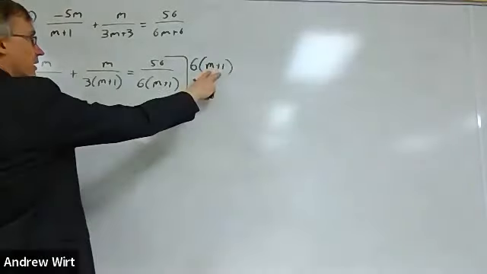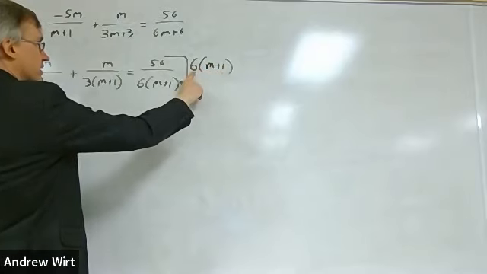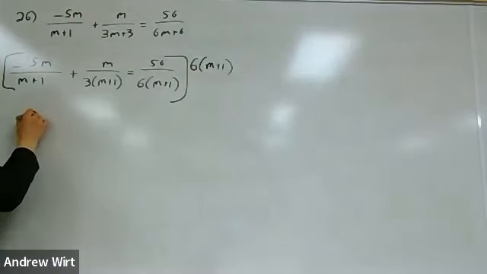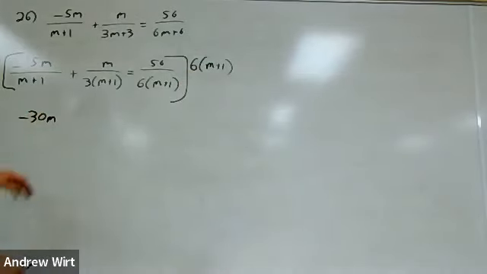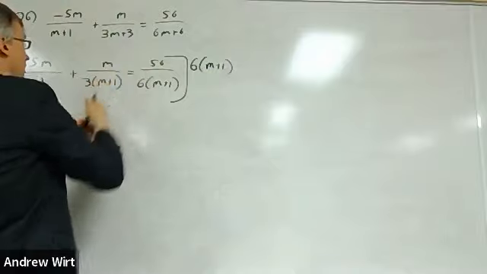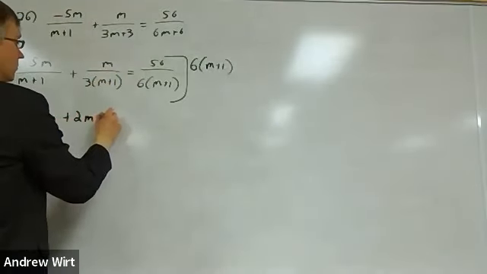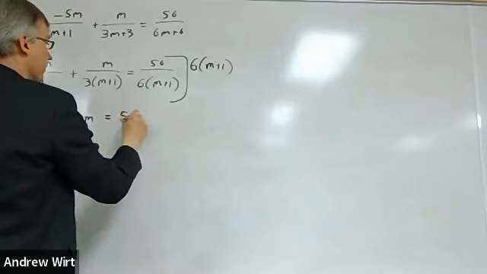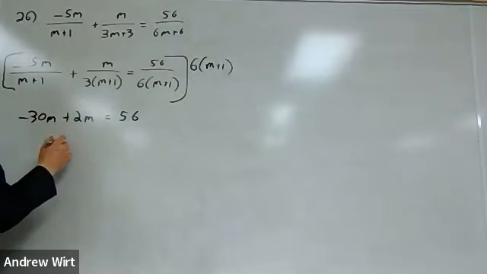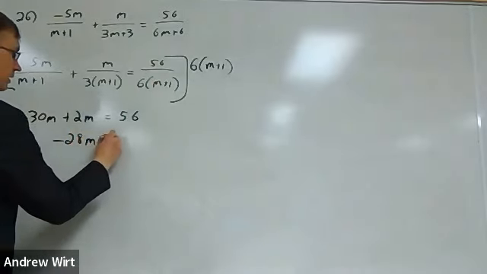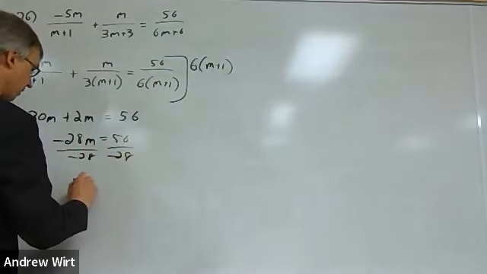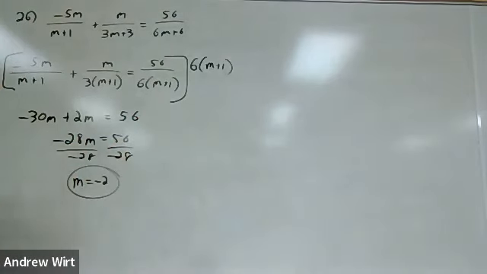All right, first fraction, the n plus 1's cancel, leaving just 6. So I'm going to multiply 6 by the numerator and get negative 30n. Second one, n plus 1's cancel. 6 divided by 3 is 2. 2 times m is 2m. And last one, everything cancels, leaving 56. Now we'll combine these, you get negative 28m equals 56. Divided by negative 28, and m equals negative 2.